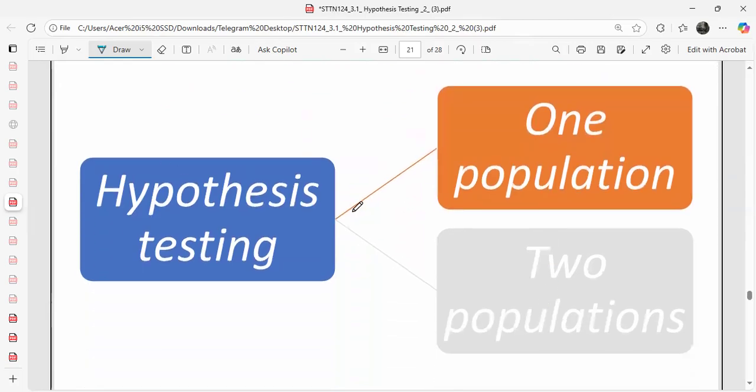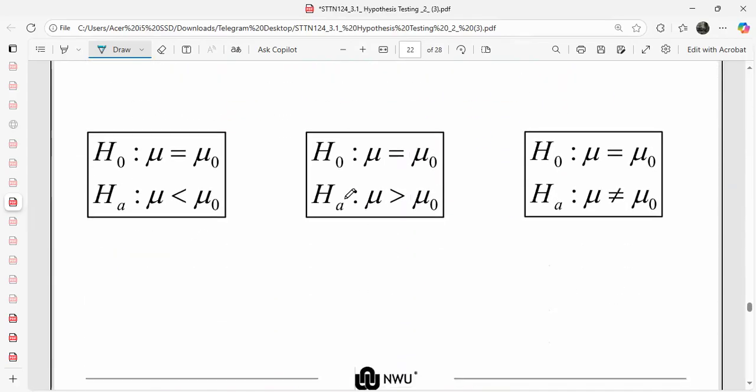Let's start. Now, this is the hypothesis for one population. You saw the steps, 5 steps. So don't forget those steps. They're very important. Very important. Now, let's start with this one.